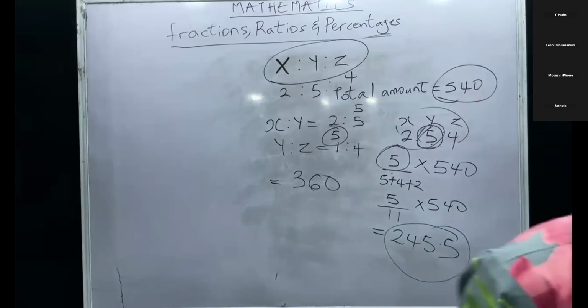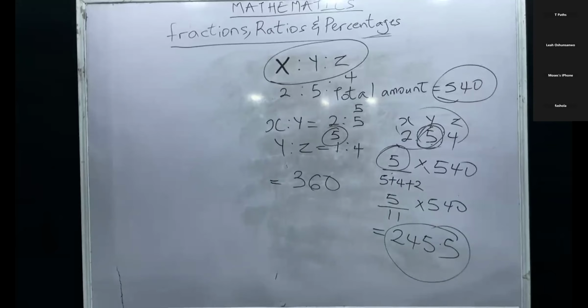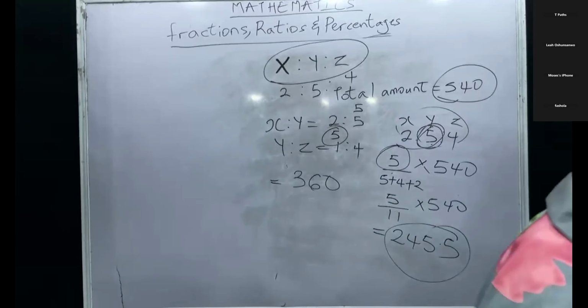All right, guys. So looking at the options here, the answer is not in the options. This is the answer here, 245.5. Is that clear, guys?